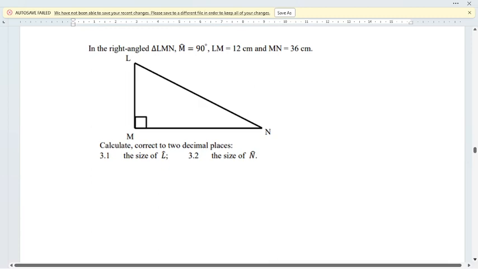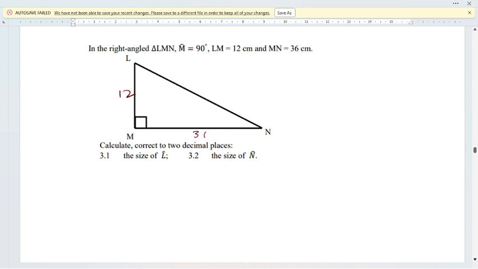I'll be quick on this one. We know how to find the side. Now let's get the angle. In the right angle triangle, angle M is 90, LM is 12 centimeters. MN is 36.